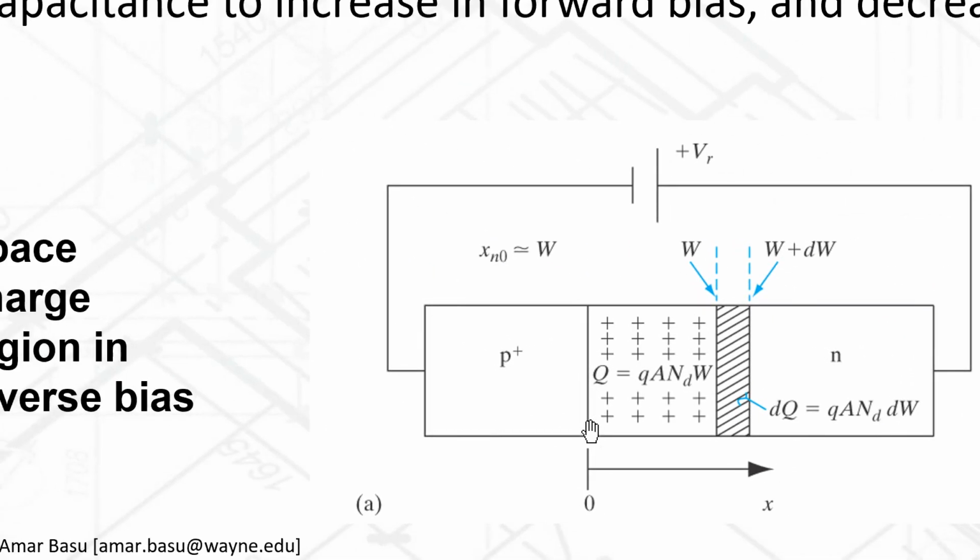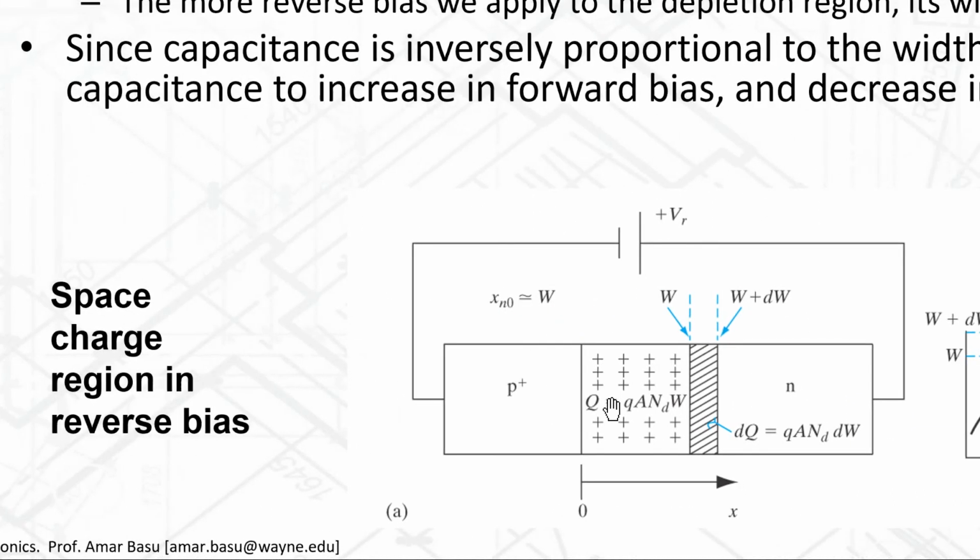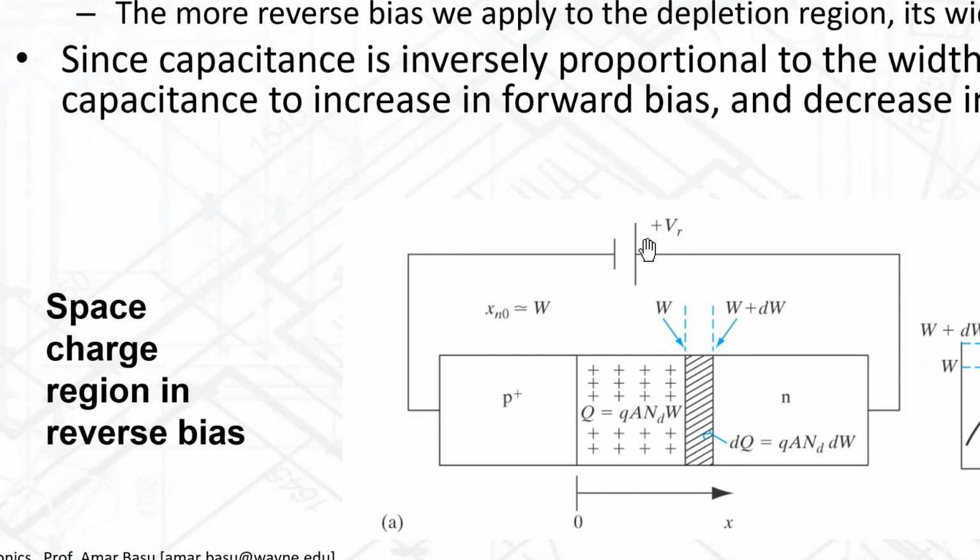One way to think about it is this is a diagram of the space charge region in reverse bias. In this example we're applying a reverse bias to it. Reverse bias means that the positive voltage is being applied to the N side and the negative potential is being applied to the P side. This is an example of a P plus N diode. So you can see that most of the depletion region is on the N side of the junction. We haven't even bothered drawing the depletion region on the P side because it's so small compared to the depletion region on the N side.